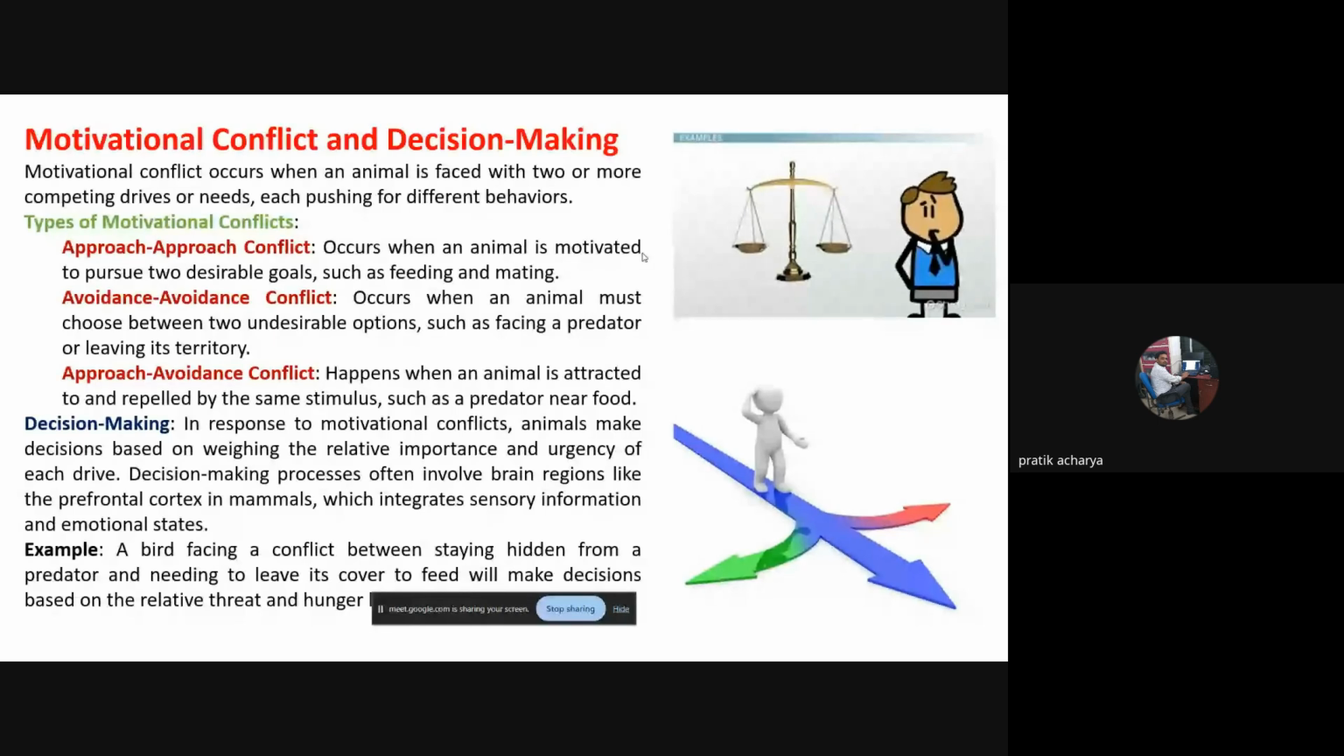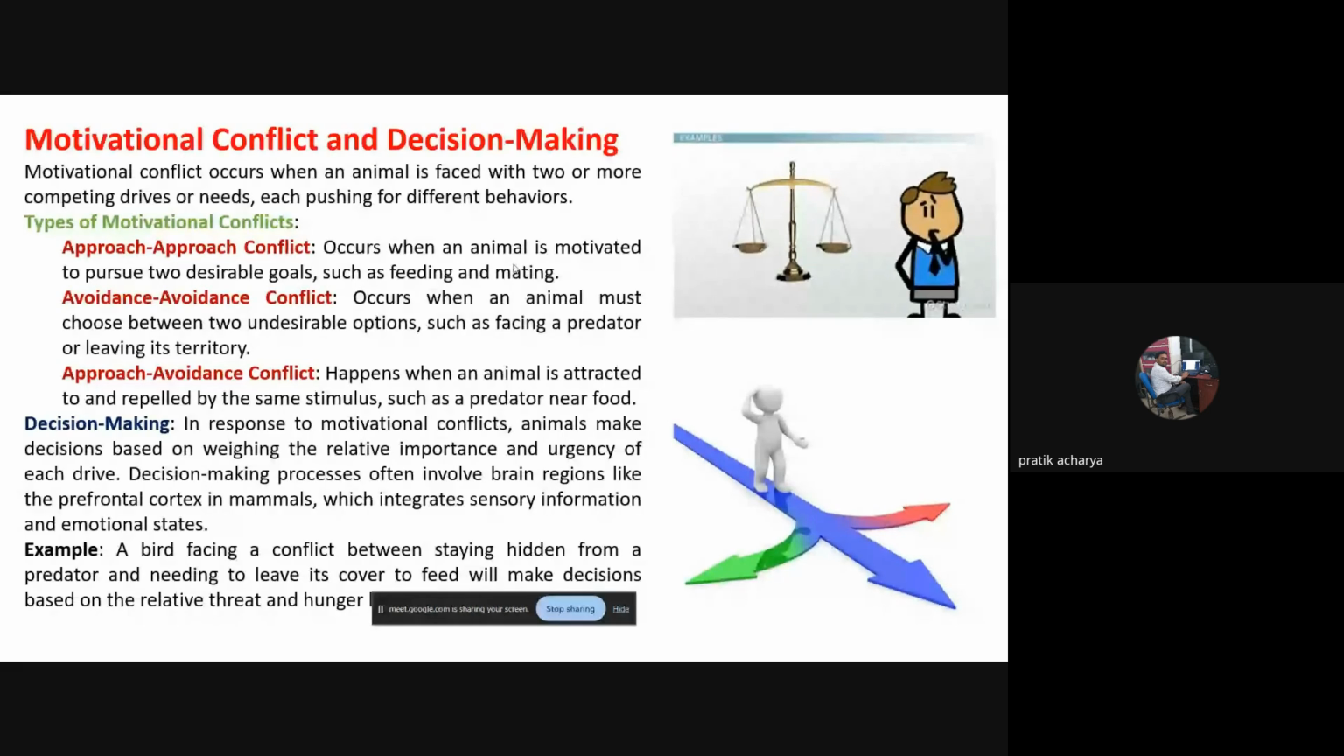Okay. So what kind of conflicts are there? Approach conflict, avoidance conflict, approach-avoidance conflict. The first one is approach conflict. When an animal is motivated to pursue two desirable goals such as feeding and mating, both are important, so the animal has to pursue one. That kind of motivational conflict is known as approach conflict.